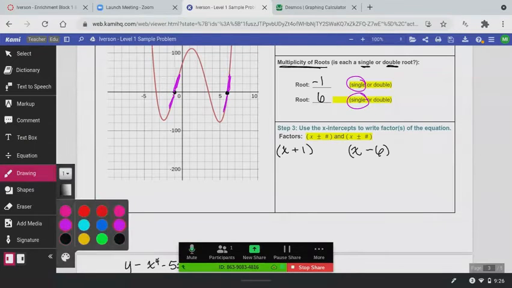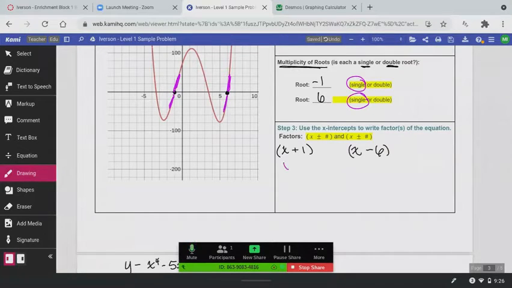This works for the following reason. If I were to take x plus 1 equals 0 and solve for x, I would subtract 1 from both sides and I would get x equals -1, which is one of my x-intercepts. I could do the same thing for x minus 6, set it equal to 0, and then solve for x, and I would get x equals +6, which is my other x-intercept.